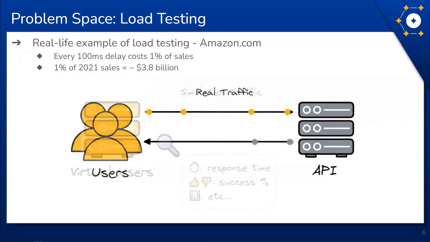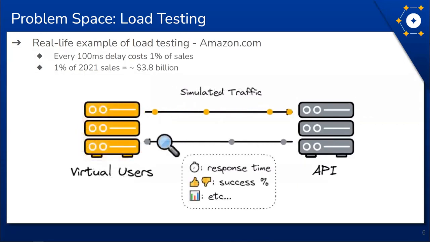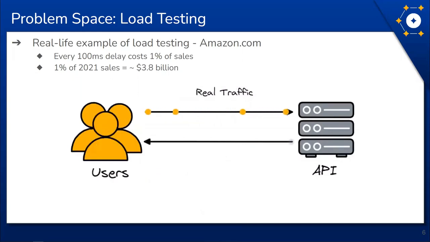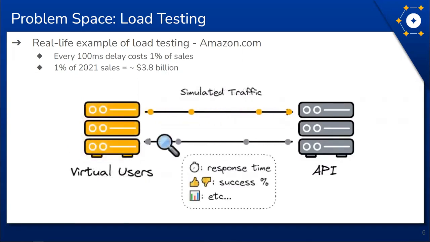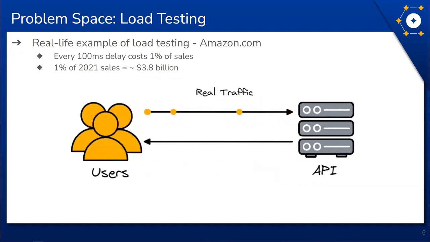As an example, say Amazon has 3 million customers trying to make purchases simultaneously on Black Friday. The developers want to ensure that the service can handle that amount of traffic ahead of time. The developers do not want to discover that the system cannot perform as expected on Black Friday. Amazon found that every 100 millisecond delay in page load costs 1% of sales. As of 2021, this 1% of lost sales revenue would be approximately $3.8 billion.